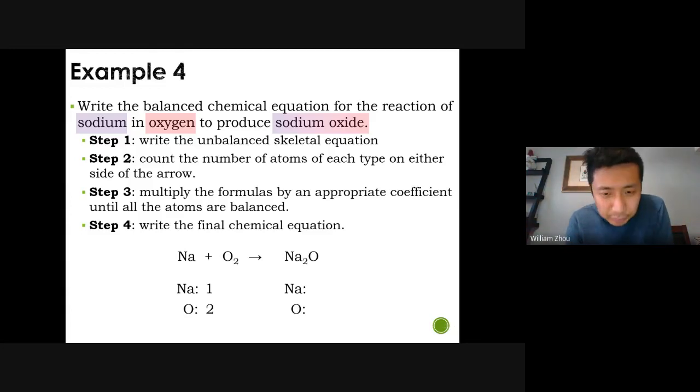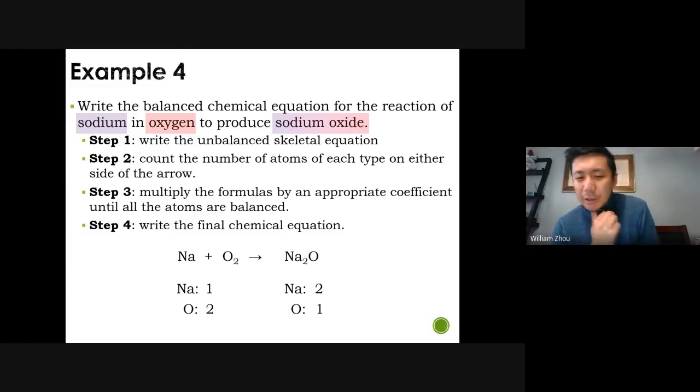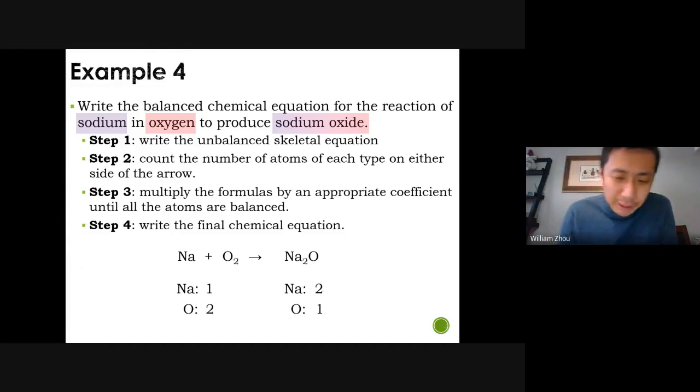Does that make sense? And then you count the products. How many sodiums are in the products? Well, there's a 2, so there's 2 sodiums. Oxygen, there's only 1. Now, obviously, this is not balanced. Sodium atoms are supposed to be equal before and after. Oxygen atoms are supposed to be equal before and after. They're not equal. So now what do you do? You put numbers in front of each compound, so that you multiply by something, so that they become the same.